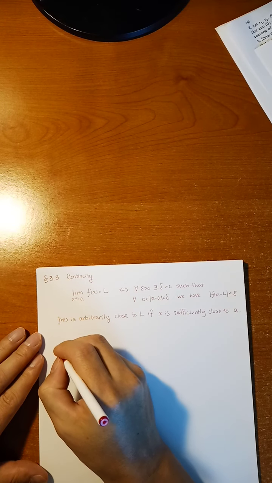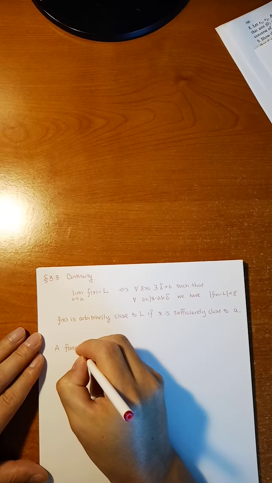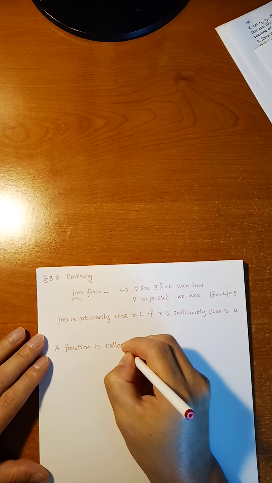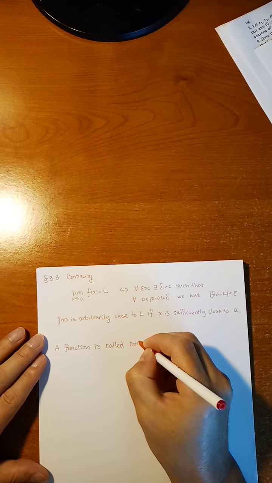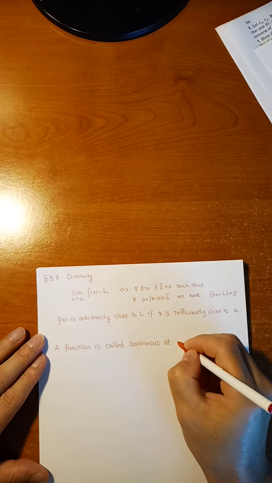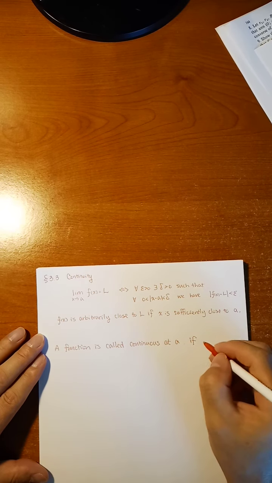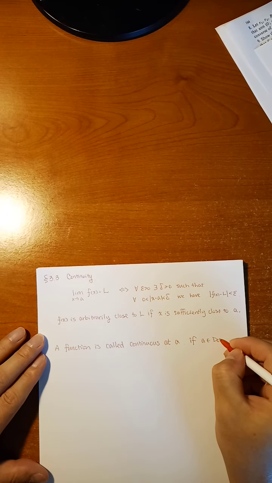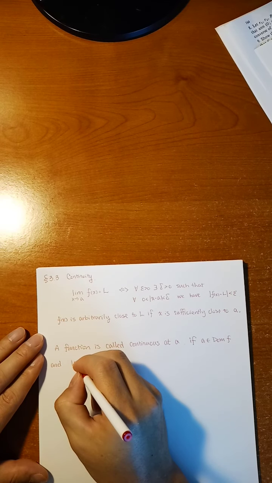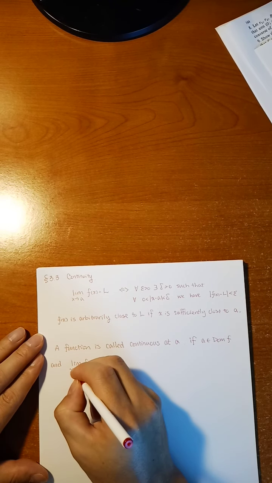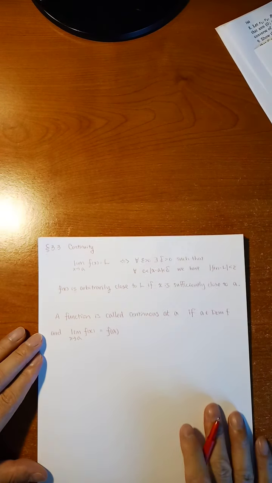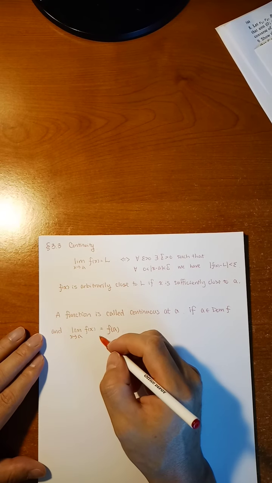We have a function is called continuous at a if first, a is in the domain of f, and second, the limit of f(x) as x approaching a is equal to f(a). So the limit can be evaluated by direct substitution.